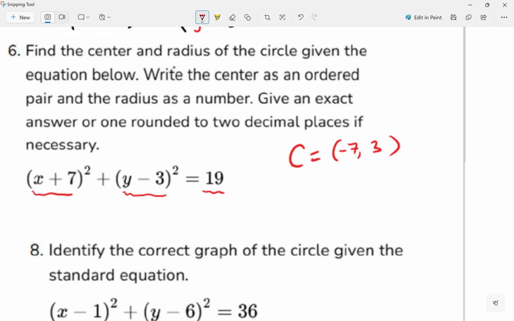Now, 19 is my radius squared. So that means my radius is the square root of 19. According to my calculator, I get 4.358 and some more numbers. I'm looking at the first 3 decimal places. Even though it says 2 decimal places, I do take a look at the 3rd decimal place because it is big enough. And remember, big enough is 5 or more. This 8 is going to bring the previous number up. So my 5 will become 6. So my radius is 4.36.